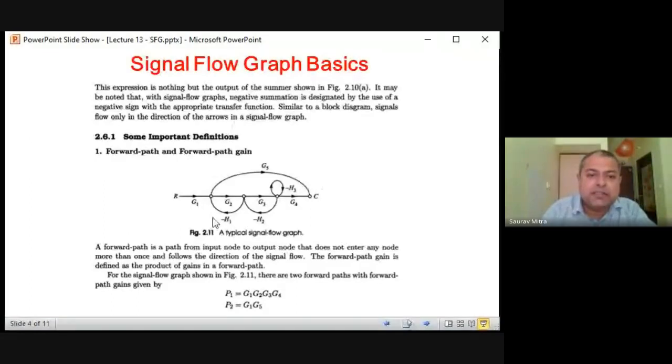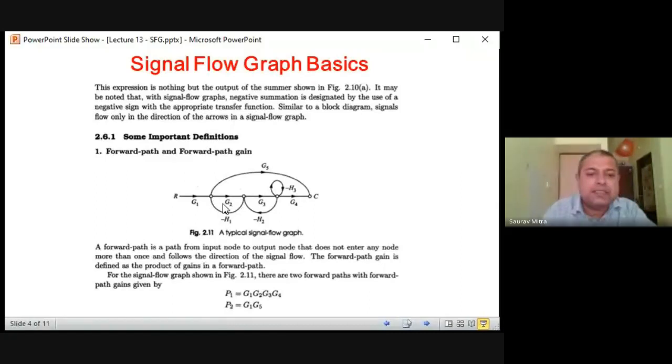Now some important definitions. This is another signal flow graph. First thing you are finding here is how many forward paths are there. Here you concentrate, there are a lot of things we have to understand. How many forward paths are there, and be very careful about the arrows. So how many loops are there? You can find out. There is only one loop. Loop means starting point and end point are the same. So this is one loop. What is the starting point and end point? This thing is starting from this point and coming back through.